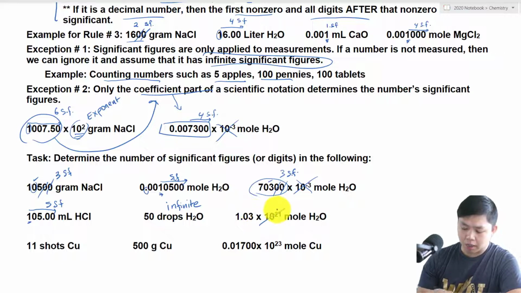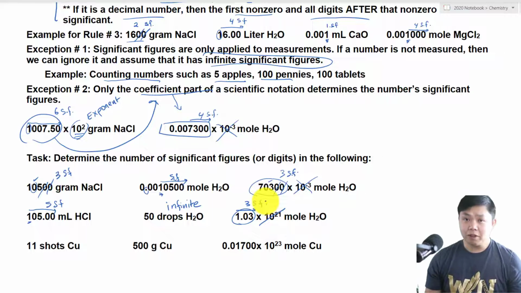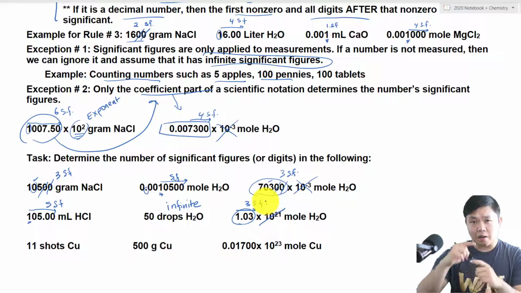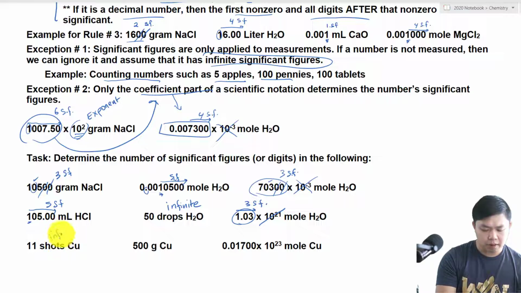We ignore this exponent part and we count with this coefficient part. Start with the first non-zero. So we have 3 sig figs. There you go. Isn't that cool? Now we have 11 shots of copper. Again, we had to count 1 shot, 2 shot at a time. So therefore, this is infinite.